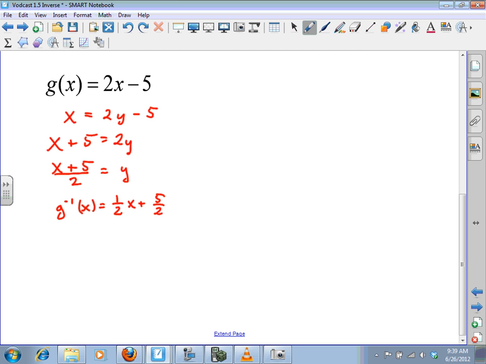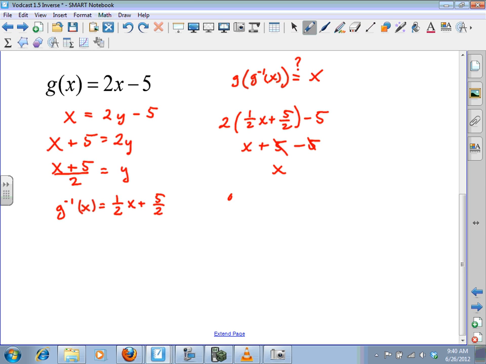Now let's check to see if those are really inverses of each other, because if that's true, it should be that g of g inverse of x should equal x. Does it? Let's do g of g inverse of x. That would be, take the g function, which starts with a 2, and plug in g inverse, which is 1/2 x plus 5 halves, and then minus 5. That's g of g inverse of x. Distribute, and you get x plus 5 minus 5, which is equal to x.